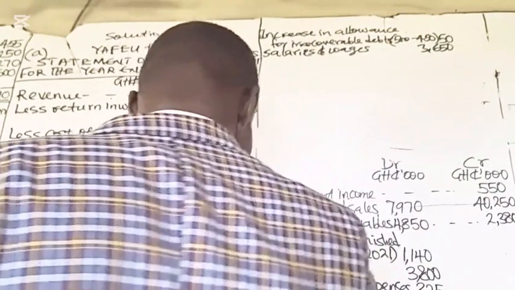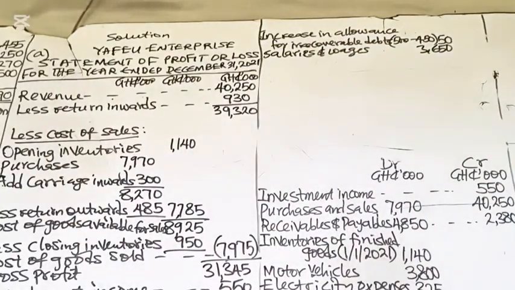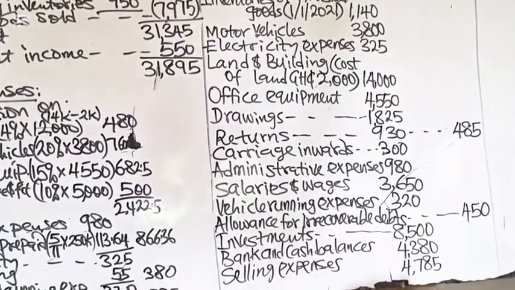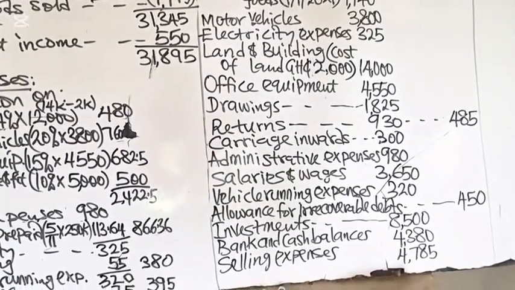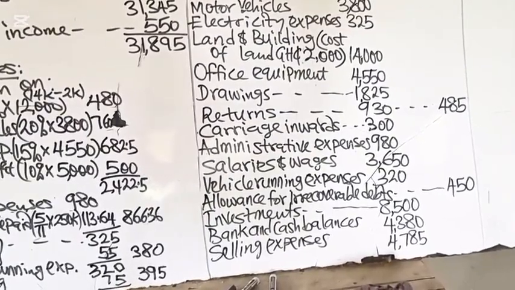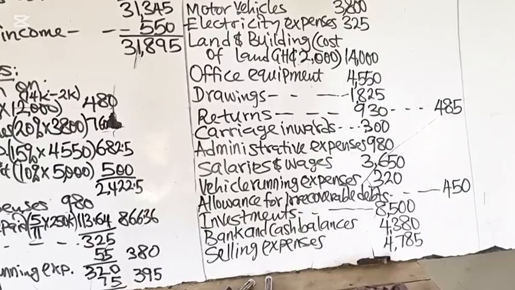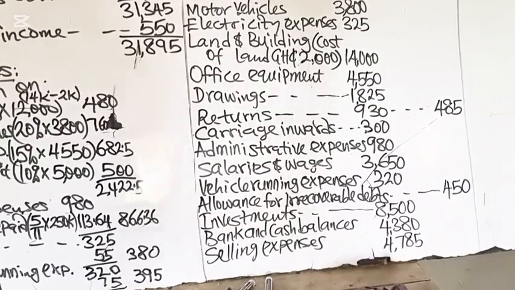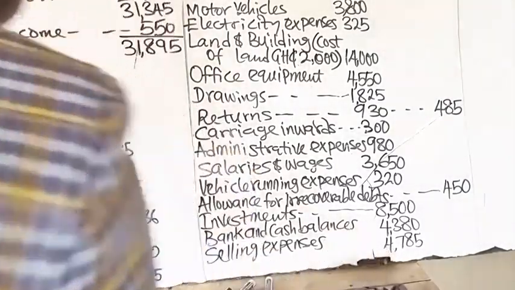Then, aside from the salaries and wages, which other expenses do we have? So we have electricity expenses that have been used. Allowance for irrecoverable debts has been used. Investments an asset. Bank and cash balance an asset. Selling expenses, 4,785, that have not been used.